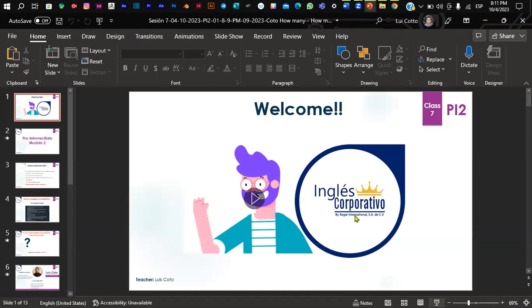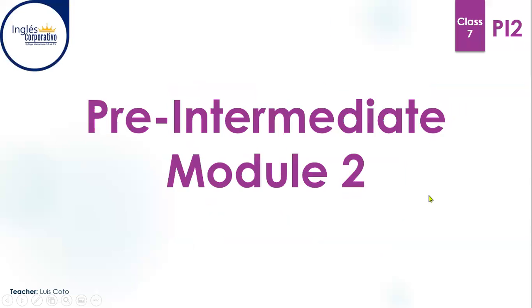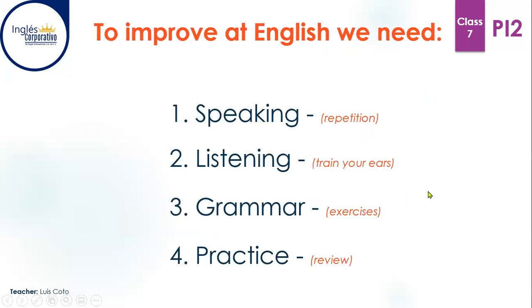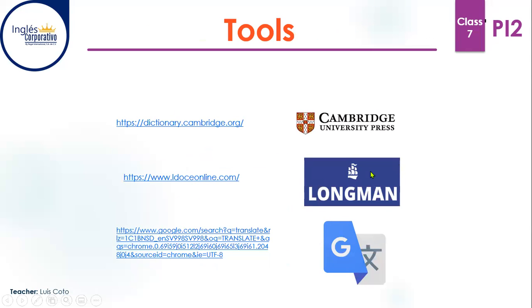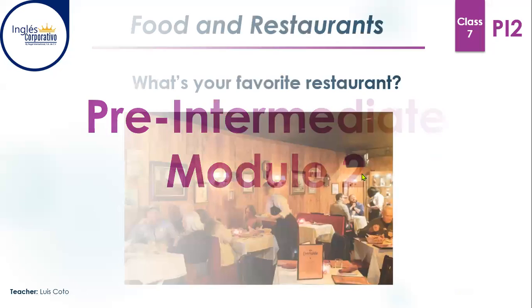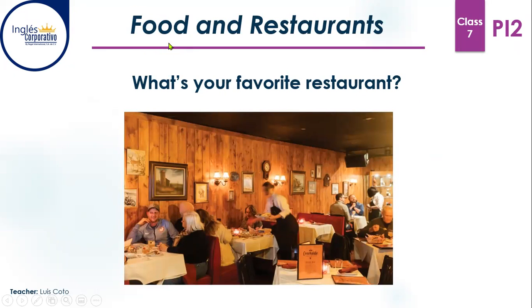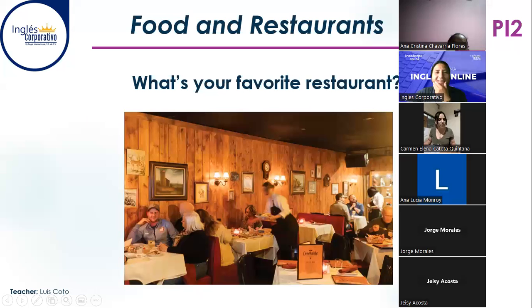But class number 7 is not about jobs. Class number 7 is about something that we love, we like. The topic is food and restaurants. Question, what is the question? What's your favorite restaurant? My very favorite restaurant is the Charrua. You can eat chicken, meat, pork, fish, and many things.